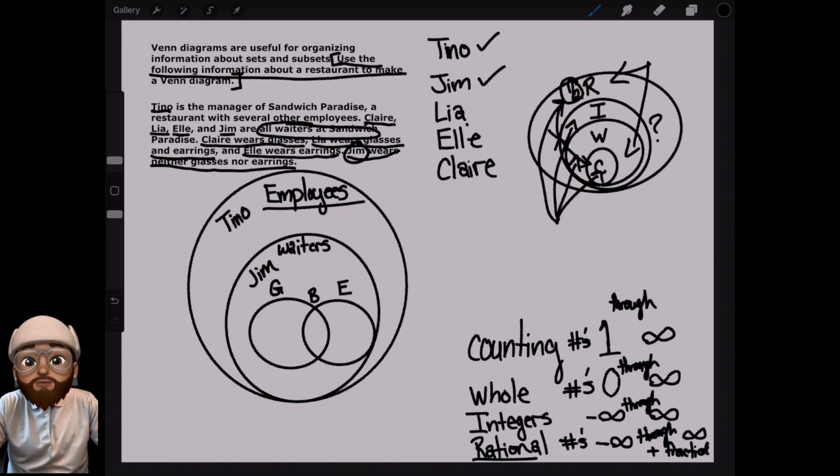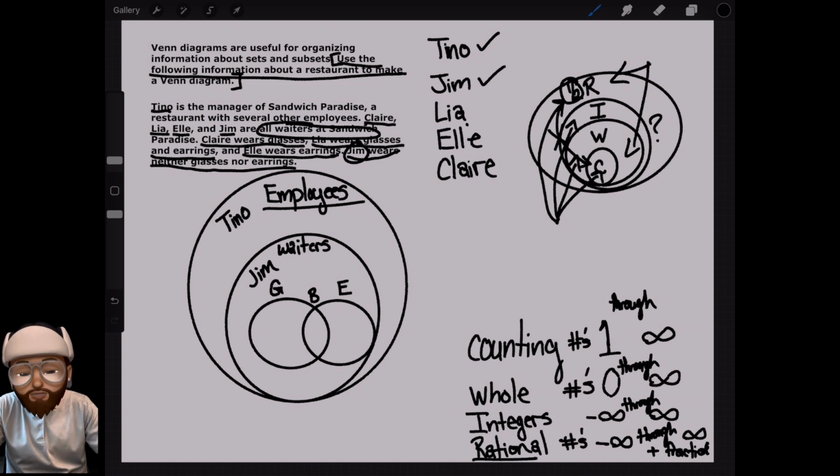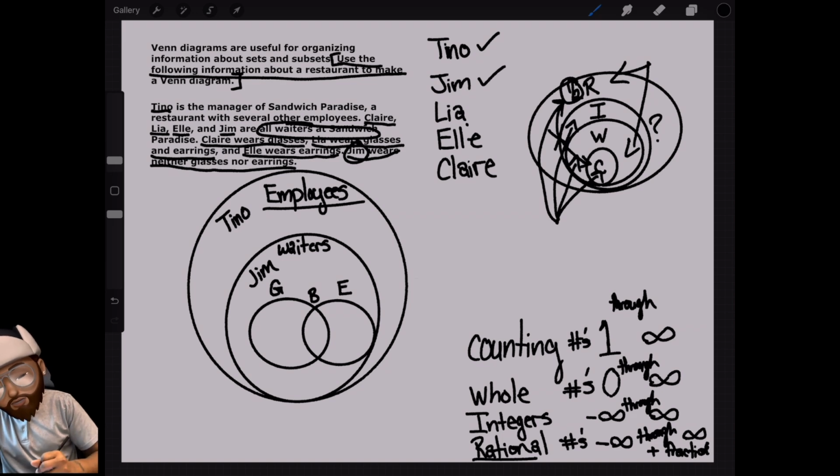Now, let's go back to the problem and let's read so we can figure out for Leah, Elle, and Claire where their information goes. So it says Claire wears glasses. It doesn't say anything about earrings for Claire, just glasses. So I'm going to go ahead and put Claire in the glasses circle because she is an employee, she is a waiter, and she wears glasses. So let's put Claire right over here.